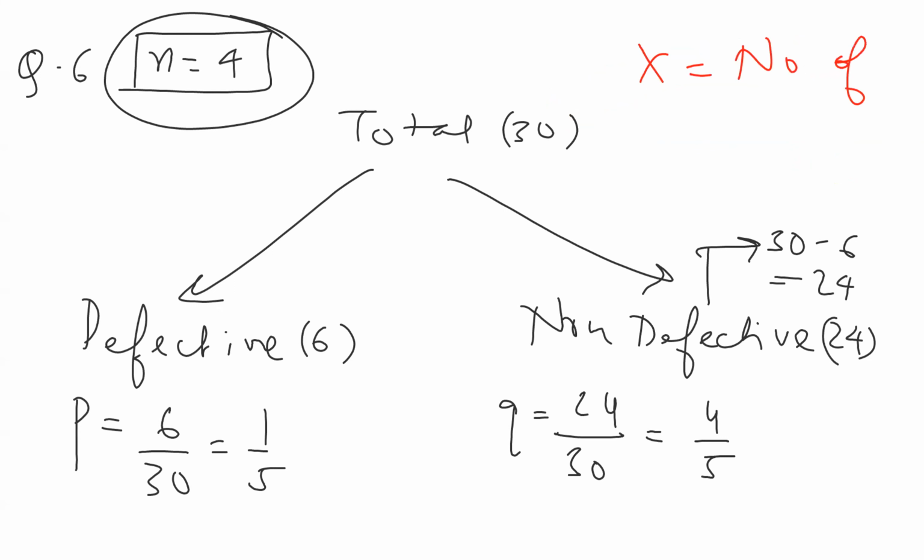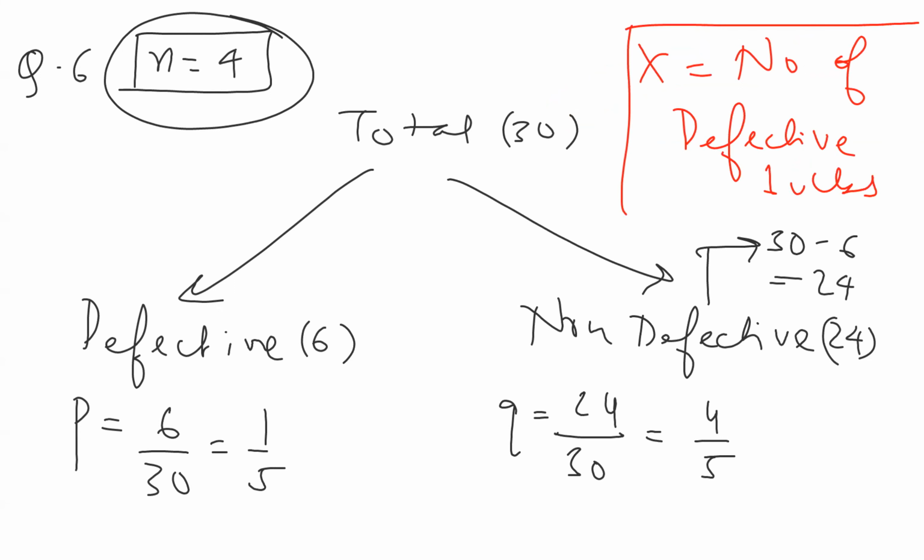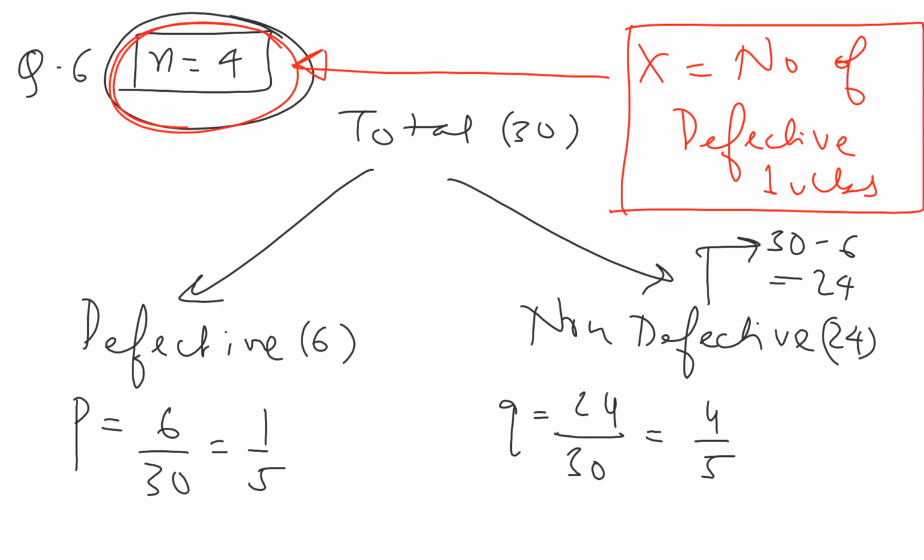Number of defective bulbs. So if X is the number of defective bulbs out of 4, we can get 0 defective bulbs, 1 defective bulb, 2 defective bulbs, 3 defective bulbs, 4 defective bulbs. But we cannot get 5 defective bulbs because we are only pulling out 4 bulbs. We are taking 4 bulbs at random, and X is the number of defective bulbs.